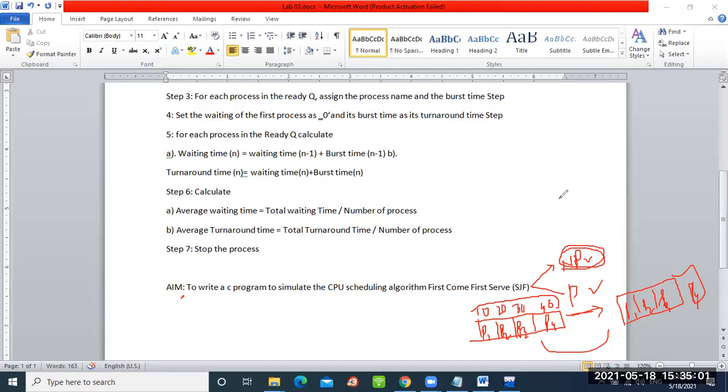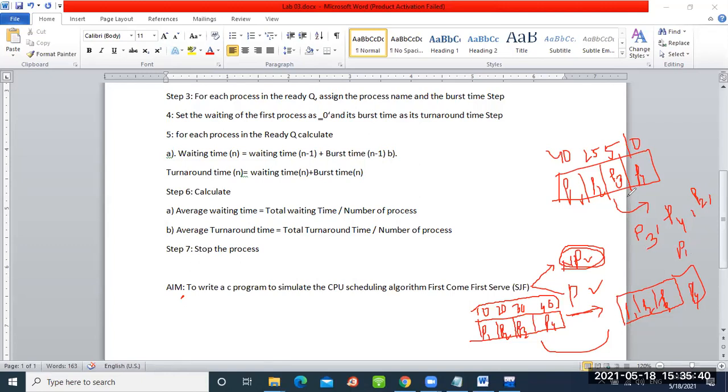Suppose, let me change the order. Suppose P1 is having 40 burst time. Now P2 is having suppose 25. Now there is P3 which is having 5. Now there is P4 which is having 10. Now how will they be assigned to the CPU? In this case first P3 will be assigned because it is having the shortest CPU burst. Then P4 is assigned. Then P2 is assigned. Then P1 is assigned.